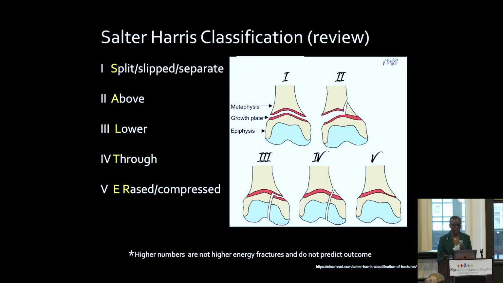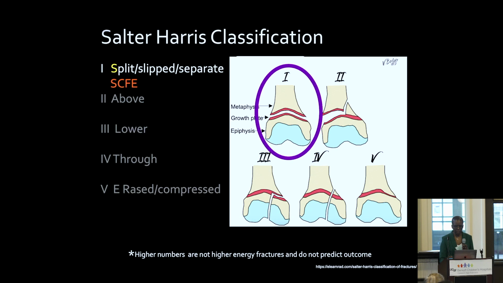So going over the Salter-Harris classification, I know you've already heard it. One other way of looking at it is this mnemonic. Mnemonics work for me. And the mnemonic actually spells out SALTR, going from 1 through 5, okay? So Salter-Harris 1 fracture is the slip that we just saw. You have widening or slippage along the growth plate, okay?